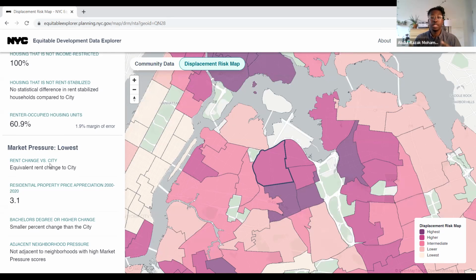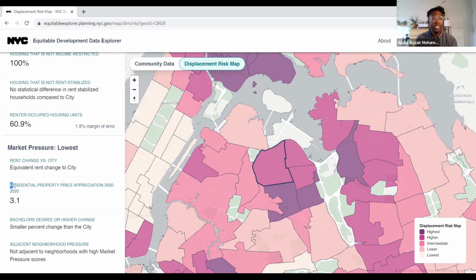The 4 data points that make up this data factor begin with the rent change versus the city. So this is considering how rent has changed over time within this neighborhood when compared to how rent has changed over time in the city. When we look at this, we see that there's about an equivalent rent change to the city that has occurred within Jackson Heights, which may not be the same for other neighborhoods that have seen a lot of different developments or a lot of different people with higher or lower incomes enter their neighborhoods.